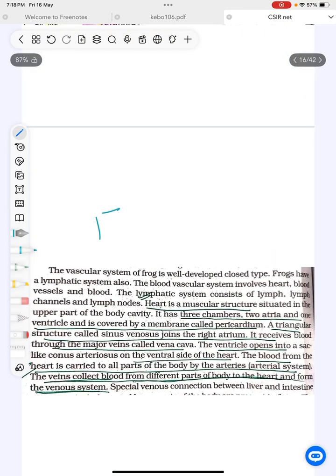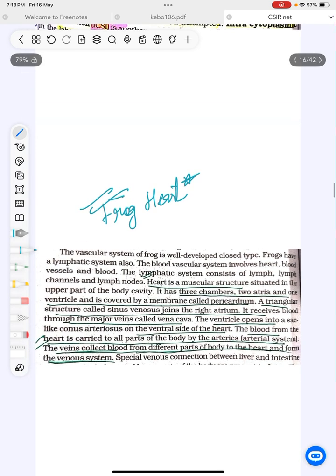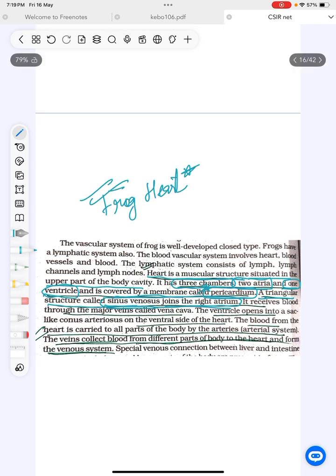This is the frog, about the frog heart. Heart is basically a muscular structure situated in the upper part of the body cavity. It is made of 3 chambers: 2 atria and one ventricle, covered by a membrane called pericardium. A triangular structure called sinus venosus joins the right atrium. It receives the blood through the major vein called vena cava. The ventricle opens into a sac called conus arteriosus on the ventral side of the heart.